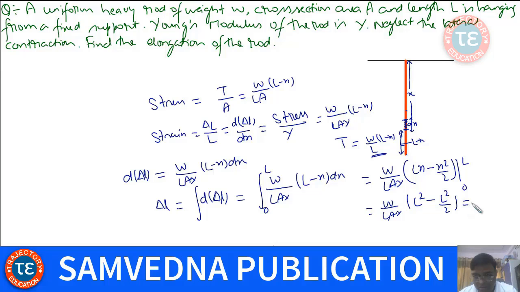so that will give me L square by 2, so this is WL upon 2AY. That's going to be the total elongation. Alright, so this is how we can do this question.